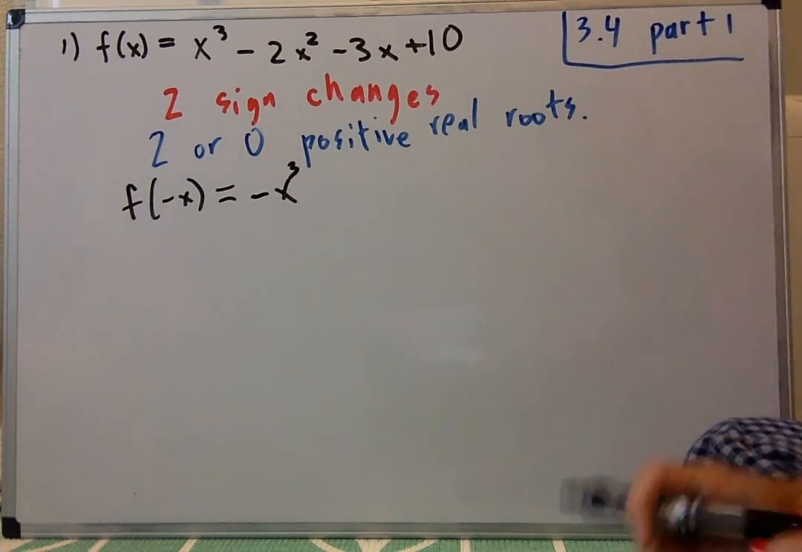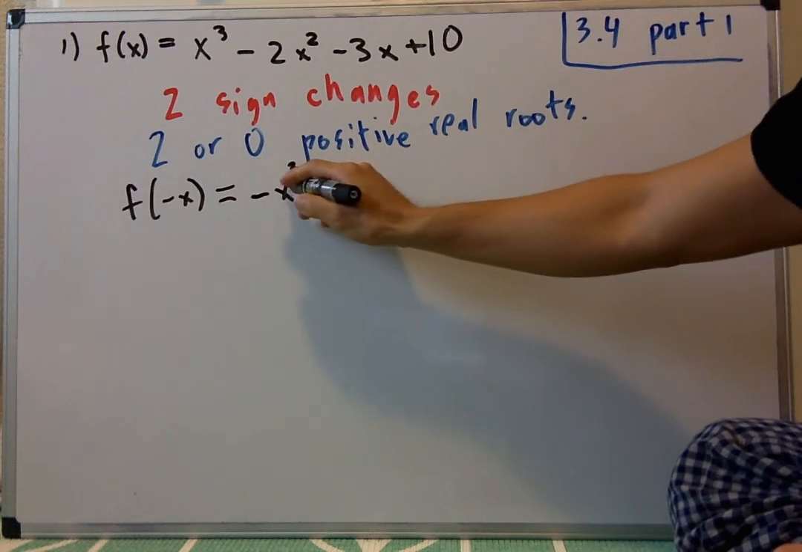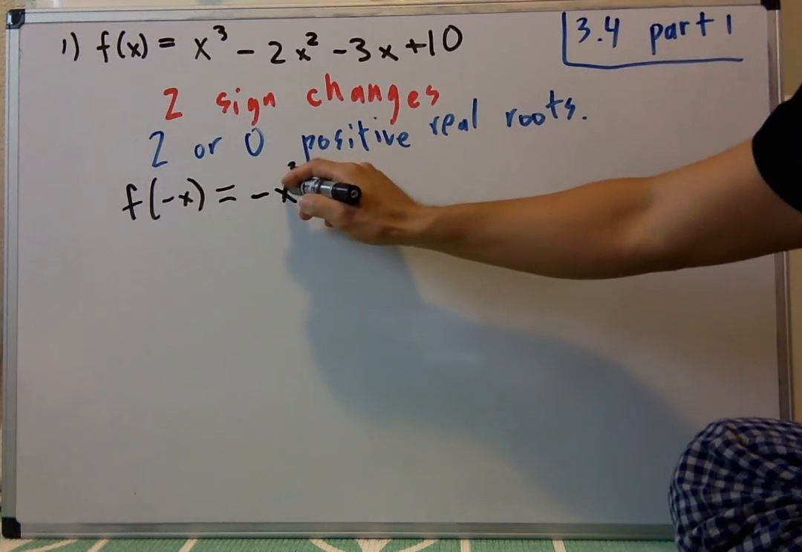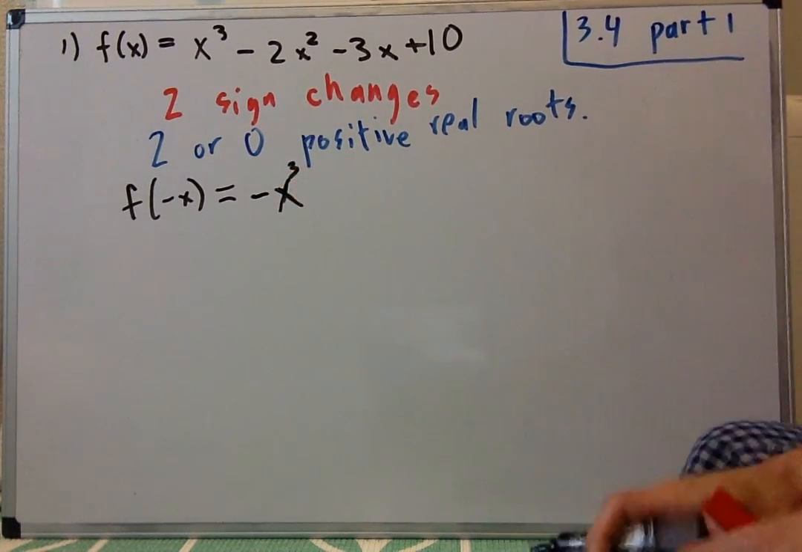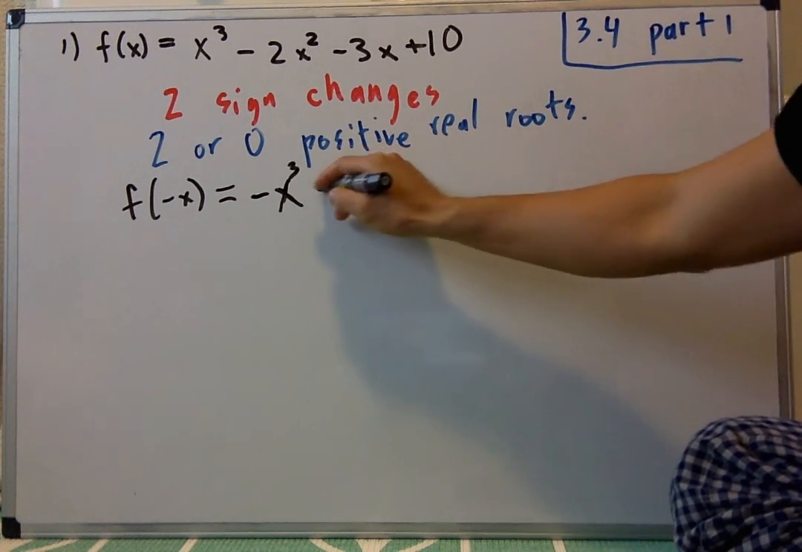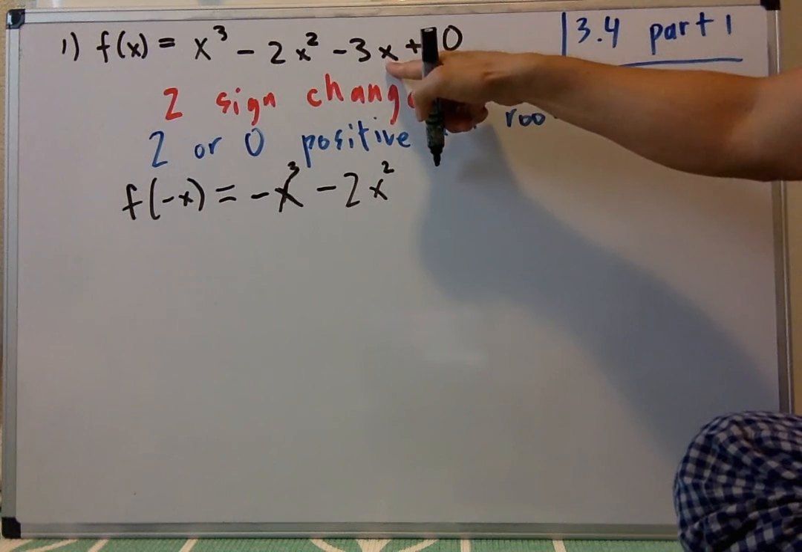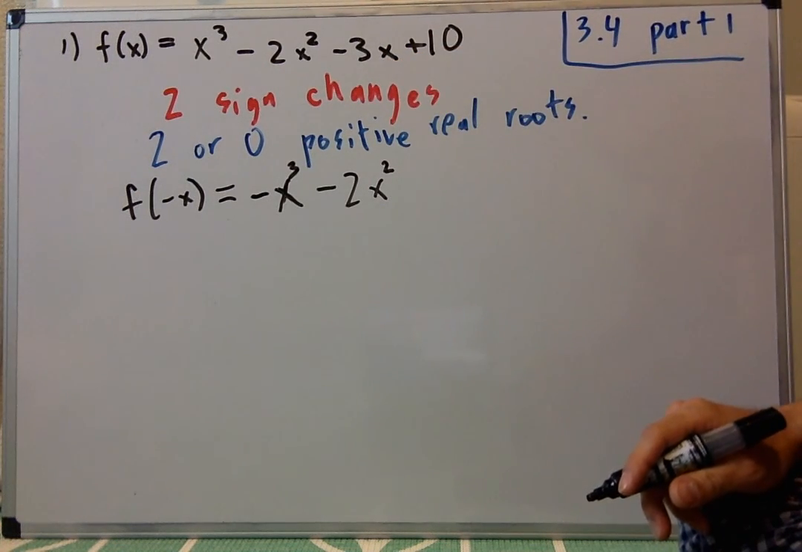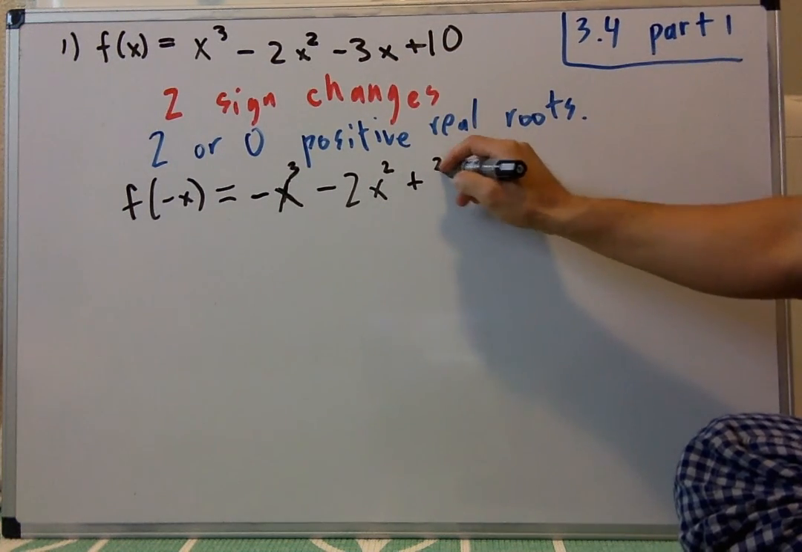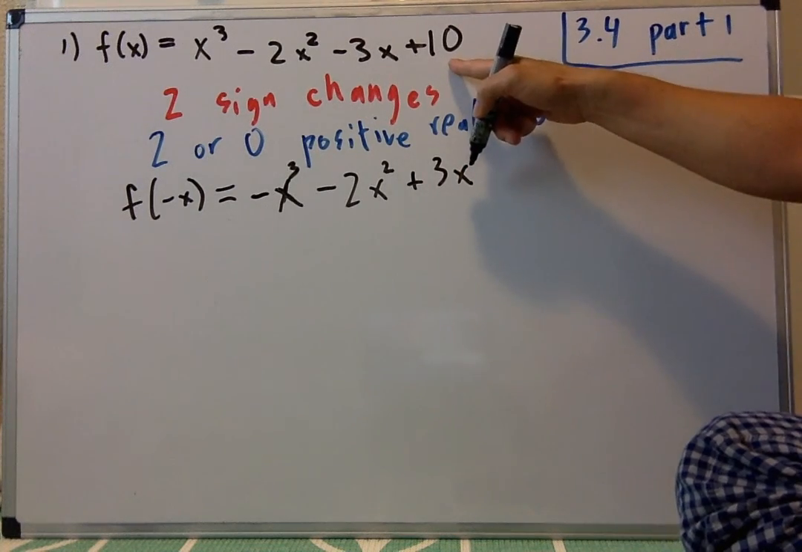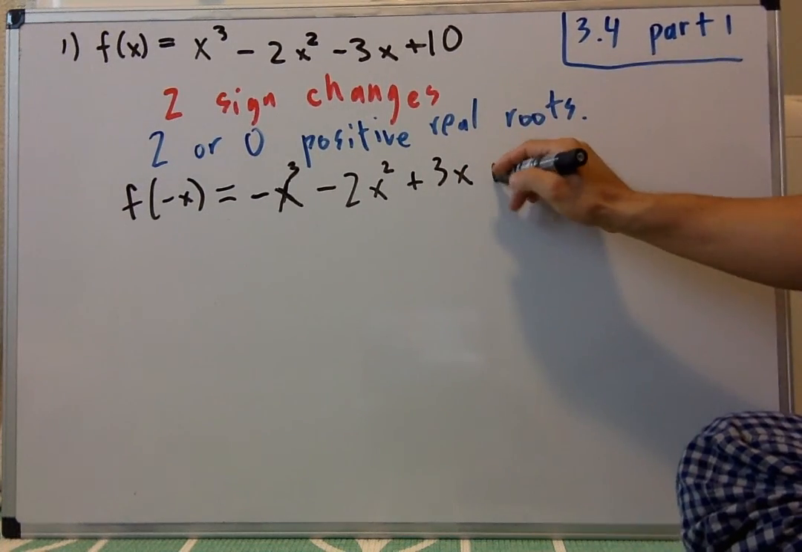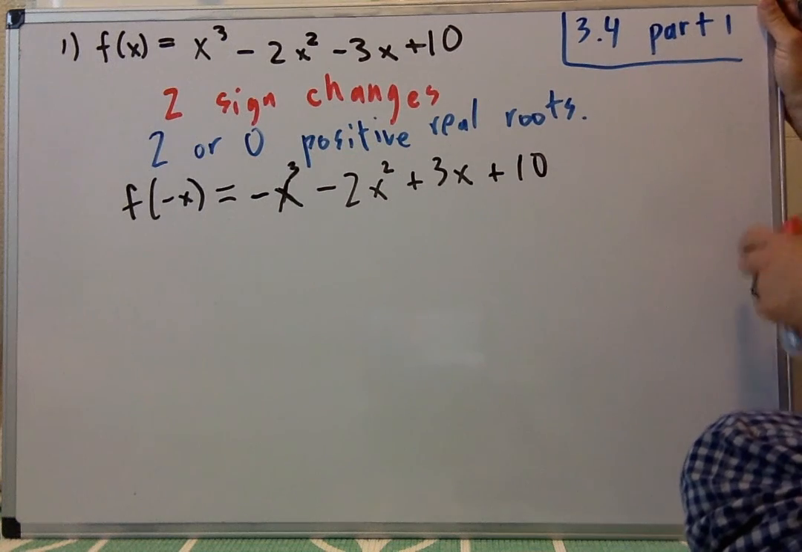If I stick negative x in for x squared, though, it doesn't make a difference, because negative x times negative x is, again, back to the original positive x squared. So that one's going to stay the same, negative 2x squared. Now, when I stick a negative x here, negative 3 times negative x is actually a positive 3x. And 10, there's no x to speak of, so that just stays 10. All right, that's the negative case.